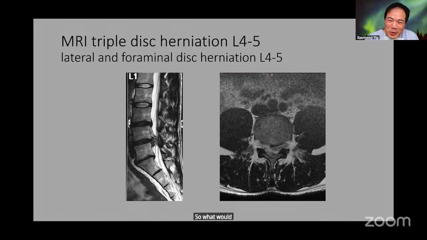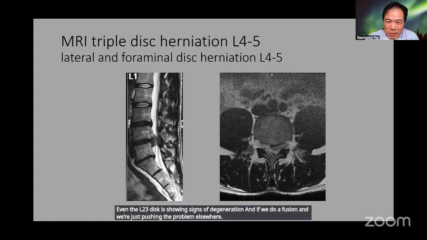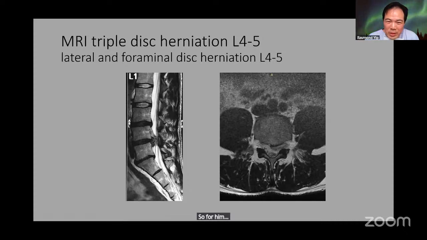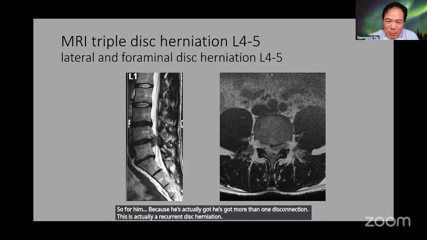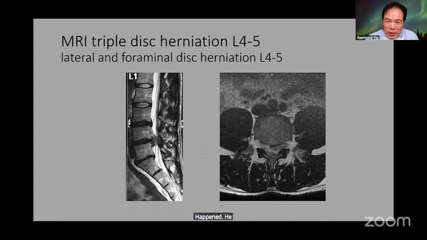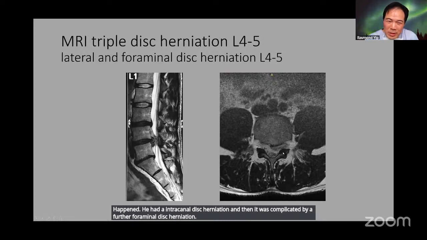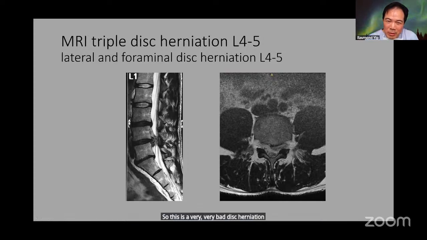What would you do for this patient? Would you just decompress him? Would we fuse him? But if you fuse him, he's got a black disc above. Even the L2-3 disc is showing signs of degeneration. And if we do a fusion, we're just pushing the problem elsewhere. So for him, because he's got more than one disc herniation, this is actually a recurrent disc herniation. He had an intracanal disc herniation, and then it was complicated by a further foraminal disc herniation. So this is a very, very bad disc herniation. This disc is unstable. So just doing a decompression alone may not suffice.